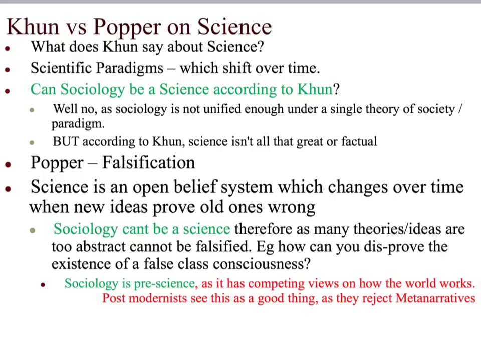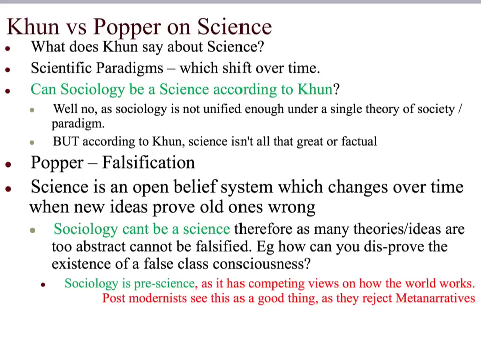But according to Kuhn, science isn't all that great or factual. So again, we shouldn't necessarily aspire to scientific approaches because they're going to move over time. Karl Popper, however, is quite pro-science because science is open to the process of falsification. He said science is an open belief system which changes over time when new ideas can prove old ones wrong.